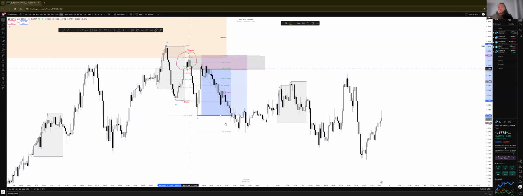And that would still be respecting market structure because it would be high, low, and then wherever the next high would be. Okay. So that's just for clarity.